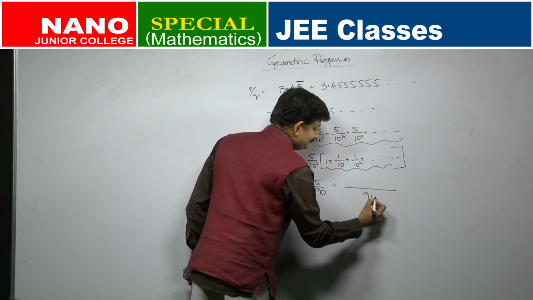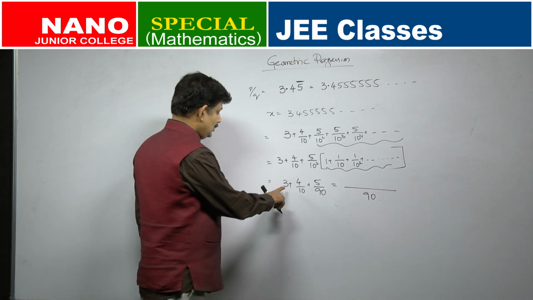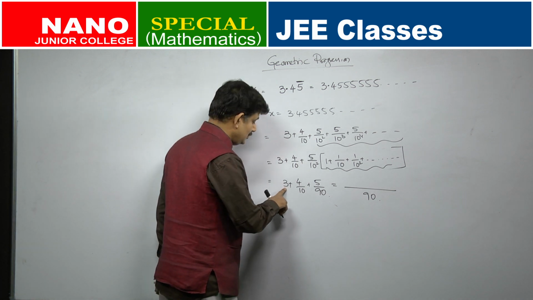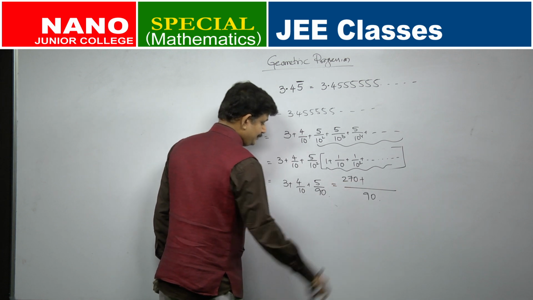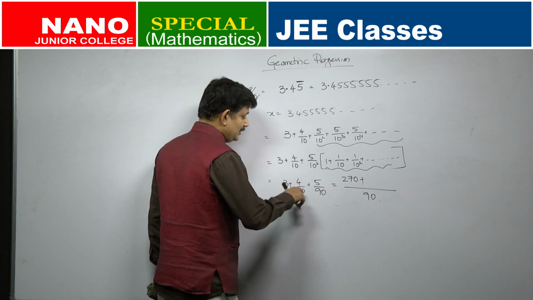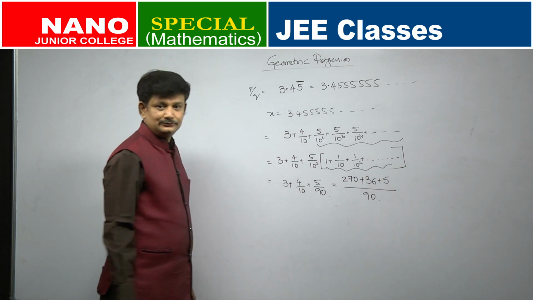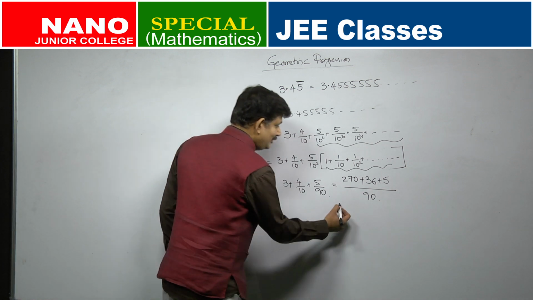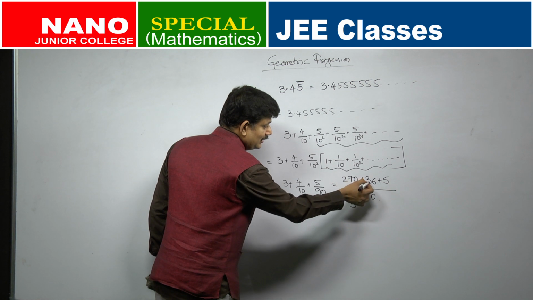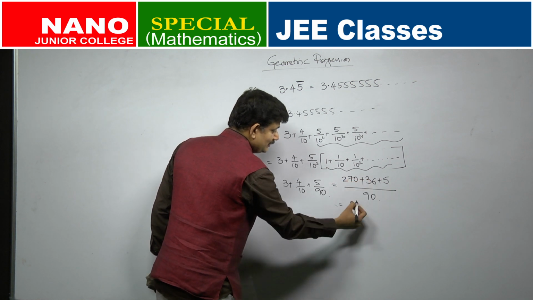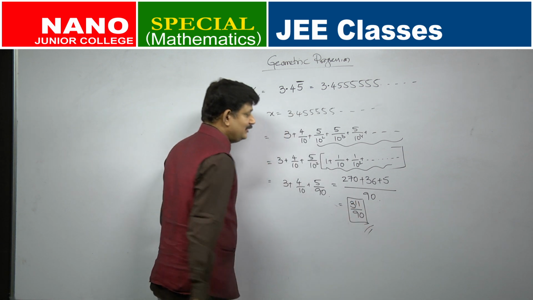90 is your LCM. If you remember, this was the denominator which we got in the previous case also. So, 3 you have to multiply by 90, which gives you 270, plus 4 you have to multiply by 9, 36, plus 5. Is it simple? So, 270 plus 36 plus 5, 311 divided by 90, same as the previous answer.